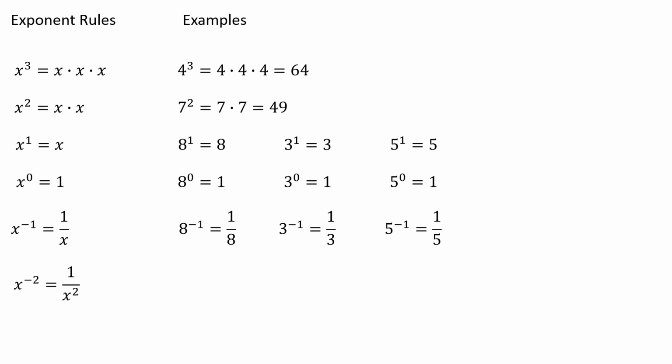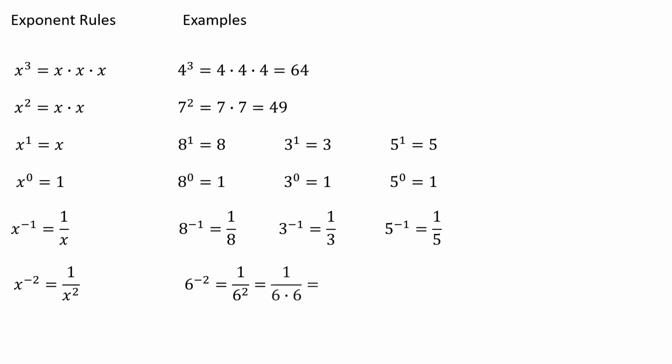So if I see x to the negative 2, I rewrite that as 1 over x squared. Let's look at an example of plain old numbers. 6 raised to the negative 2 power. That really means 1 over 6 squared. Notice the negative is removed from the exponent because I put 6 squared on the bottom.